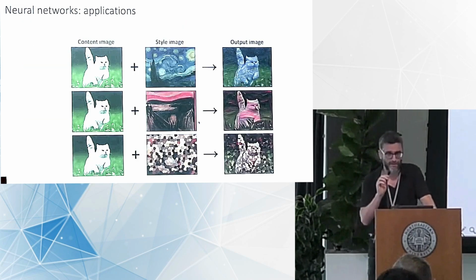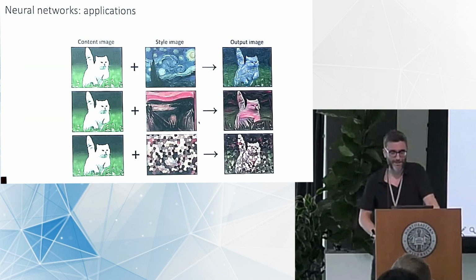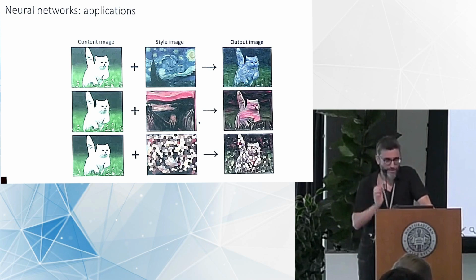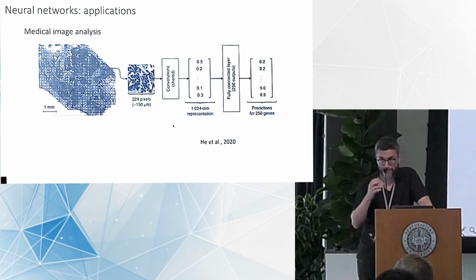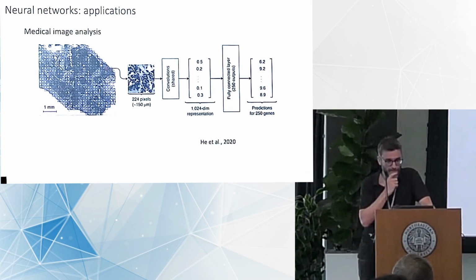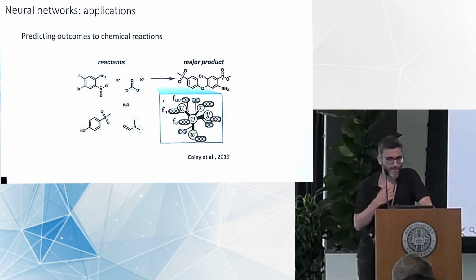There are, of course, very fun examples of neural network applications like style transfer. You have an image, you have another image, and you try to transfer the style from one image to the other. There are also emerging uses of these neural networks that are maybe more useful. For example, this is from a paper integrating spatial gene expression and breast tumor morphology via deep learning. And there's a lot of promise in medical image analysis, in predicting outcomes to chemical reactions.